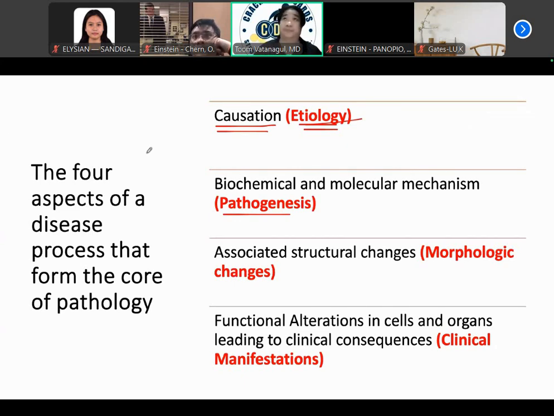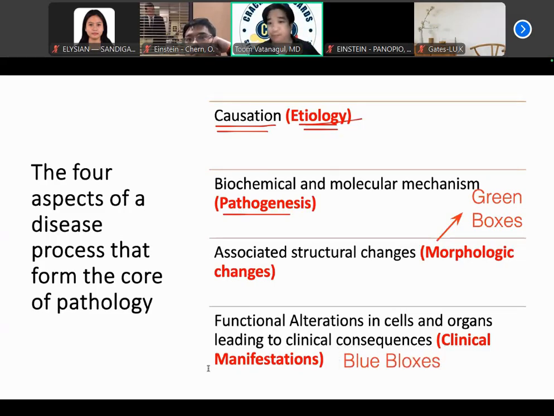So a lot are wondering, what is the language which is used in the board exam? Now, allow me to remind you. Morphology, this refers to the green boxes in Robbins. The textbook is color-coded. There are green boxes there, which would basically refer to the morphology. The key concepts, which is the clinical manifestations, this comprises the blue boxes in Robbins.